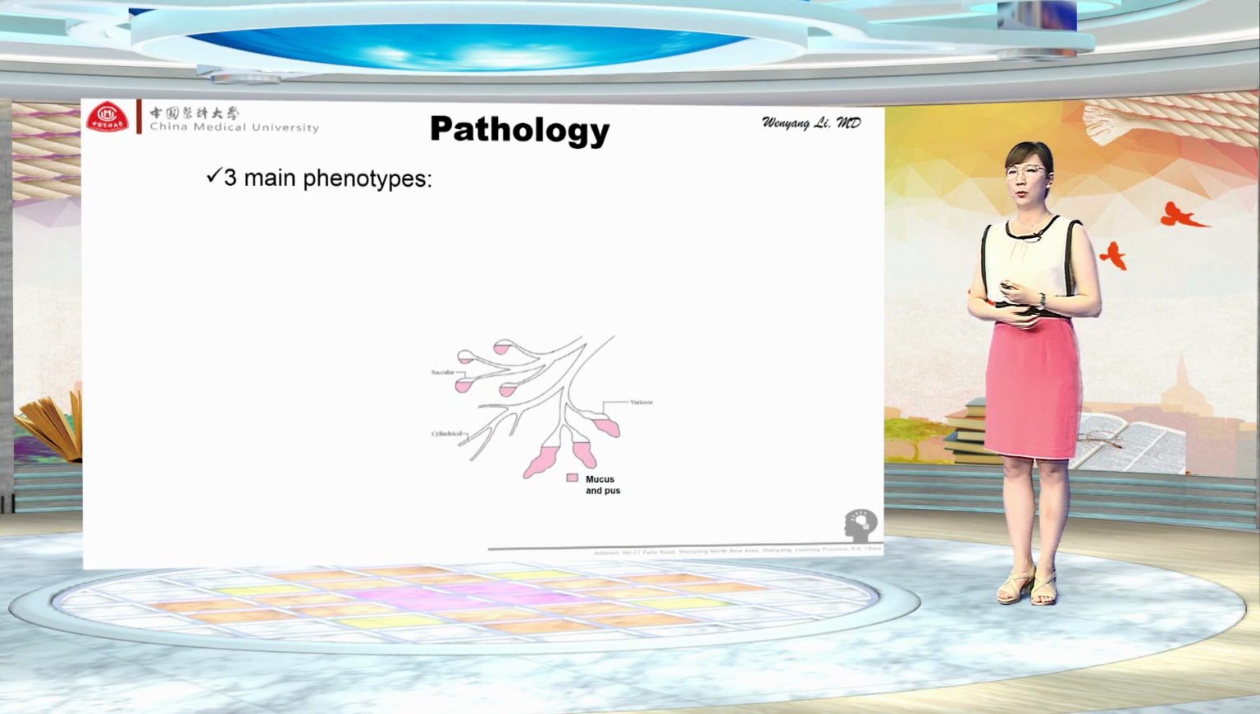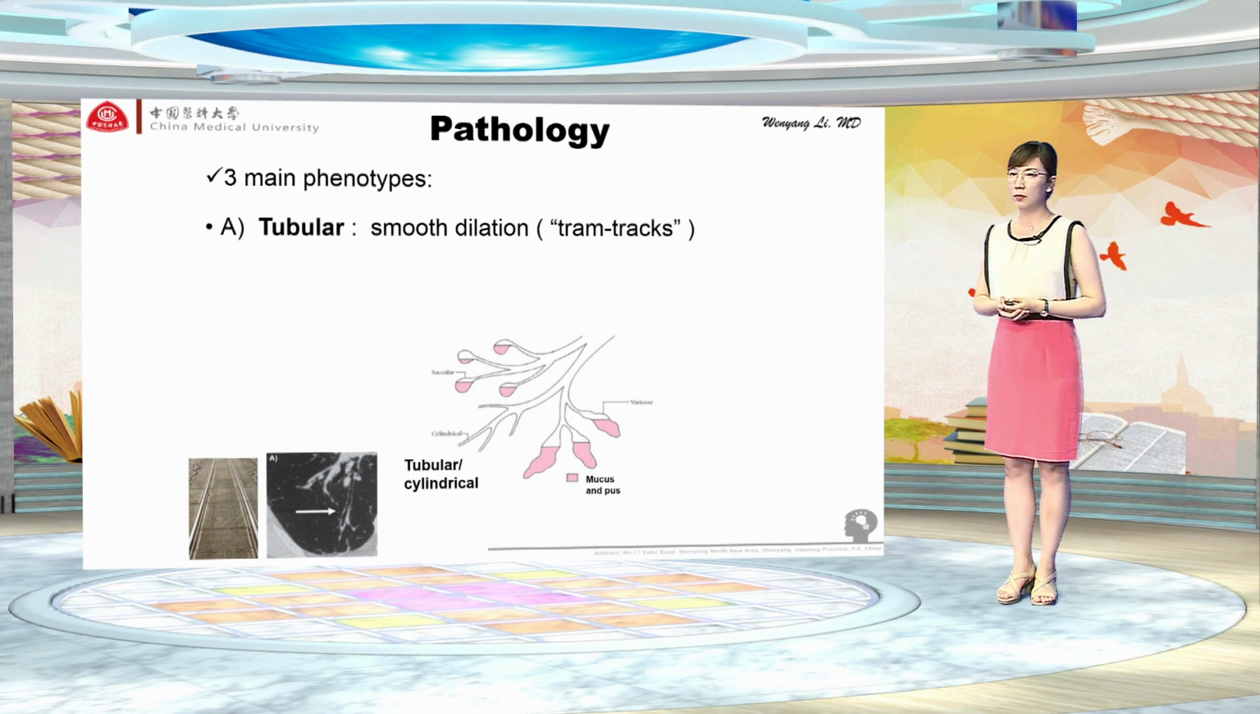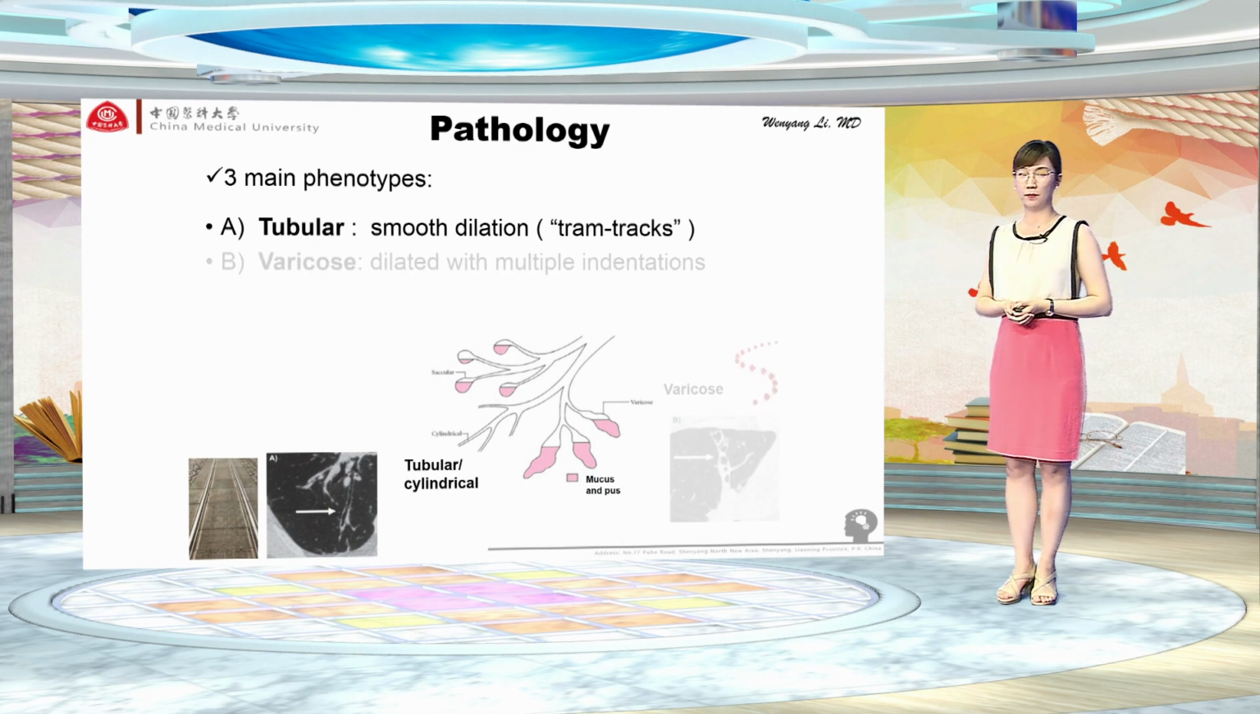According to the different pathologies we have introduced previously, bronchiectasis can be mainly divided into three types, including the tubular, varicose, and cystic. The first one is called the tubular, which is most commonly seen in the clinic. It is characterized by smooth dilation of the bronchi. As you can see, it looks exactly like the tram tracks of a train.